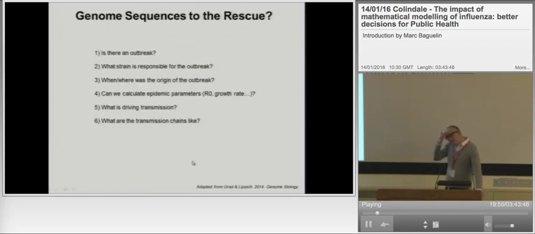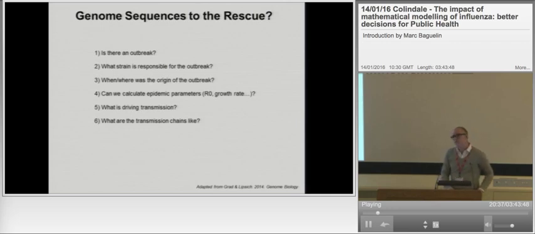So now, when you want to incorporate sequence data into epidemiological work, there are some questions that you may think sequence data will help answer, right? And so I've listed a few here that I drew from a review. The kind of questions that you most likely find in work that incorporates sequence data is: is there an outbreak? What strain is responsible for an outbreak, for instance? Where or when was the origin of that particular outbreak or epidemic? Can we calculate epidemic parameters just based on sequence data only? What is driving transmission, or what are the transmission chains like?